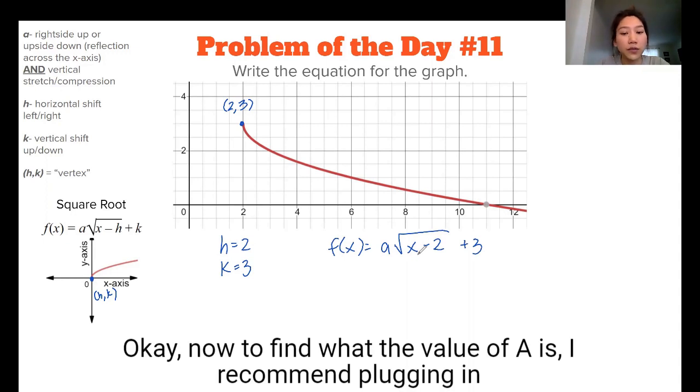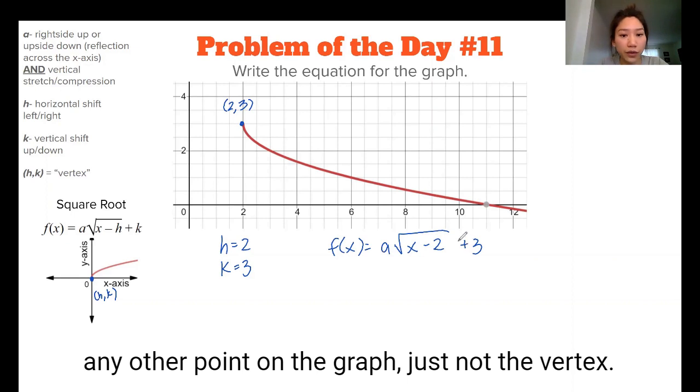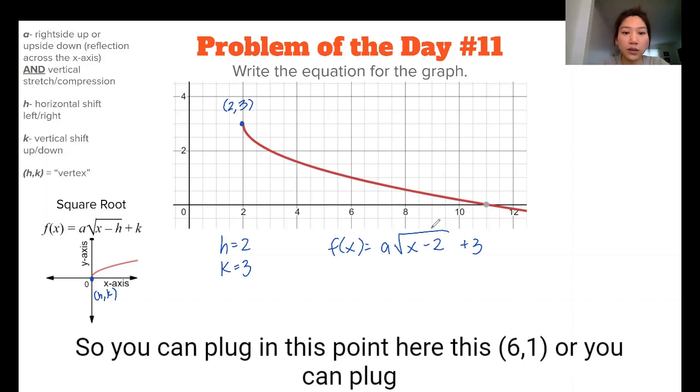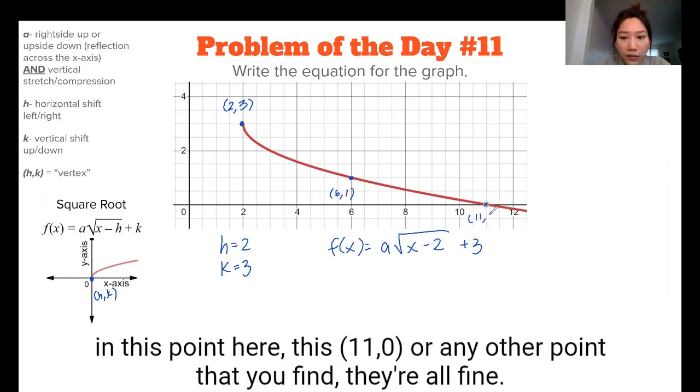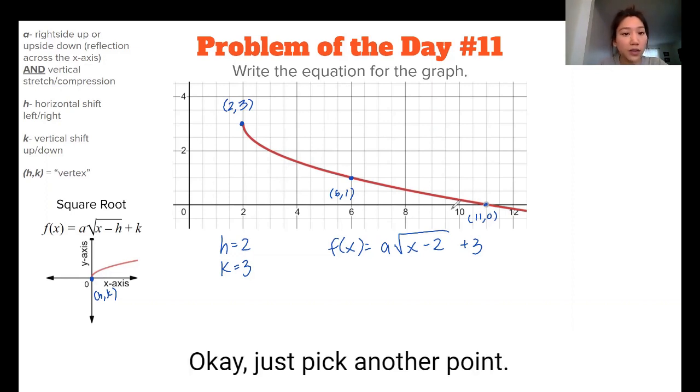Okay, now to find the value of a, I recommend plugging in any other point on the graph, just not the vertex, right? So you can plug in this point here, this 6, 1, or you can plug in this point here, this 11, 0, or any other point that you find, they're all fine, okay? Just pick another point. So I'm going to pick 6, 1.